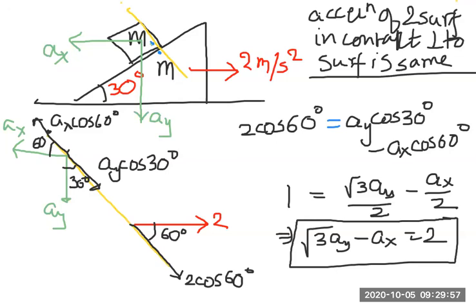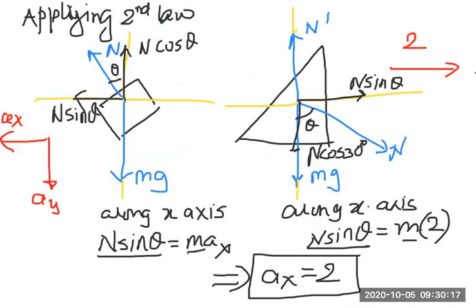Now ax is equal to 2, so √3ay will be equal to 4. ay will be equal to 4 by √3 meter per second. So ax is equal to this, ay is equal to this.